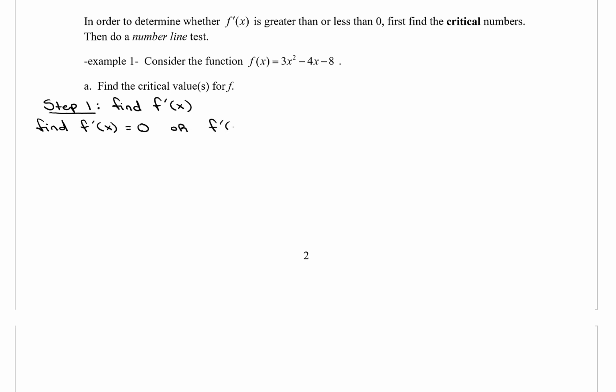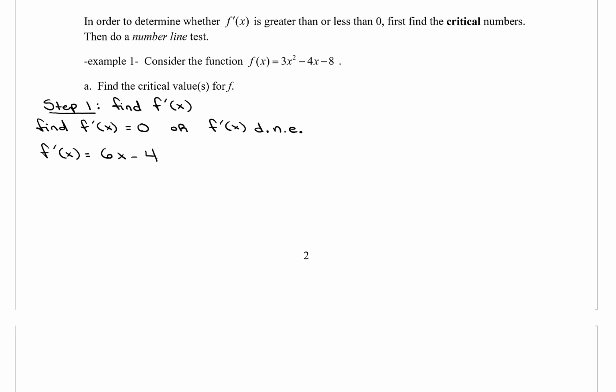In this particular case, I can already tell here that f of x is a polynomial function. And when I take the derivative of that polynomial function, I will end up with another polynomial function. So this function is going to be continuous everywhere, and there isn't going to be any place where it does not exist. So we're just going to focus on setting the first derivative equal to 0. The first derivative is equal to 6x minus 4.